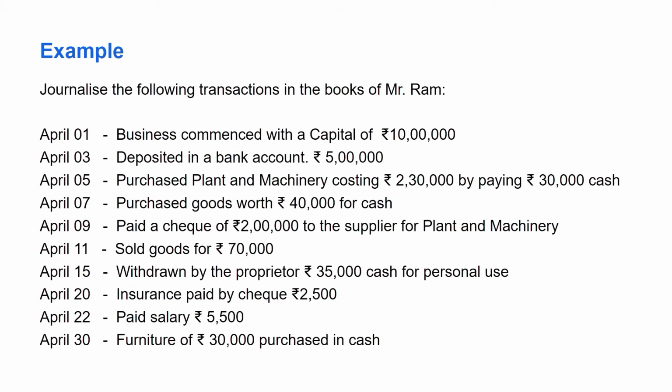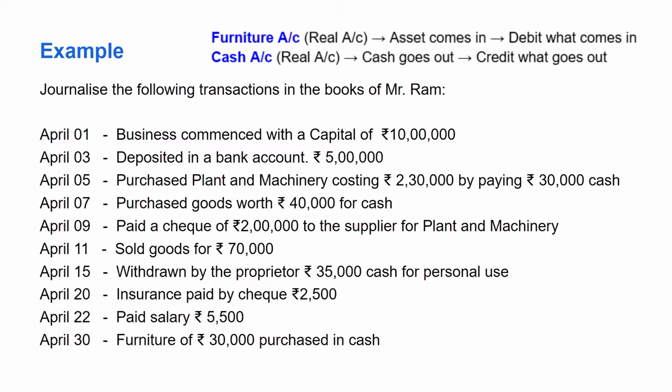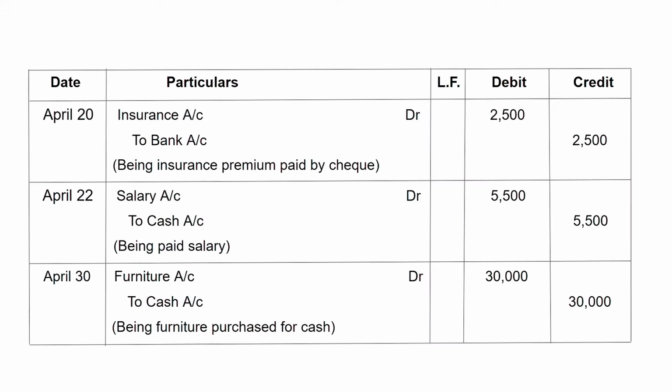April 30th, furniture of rupees 30,000 purchased in cash. Here the two accounts are furniture account and cash account. Furniture account is real account and furniture is an asset and it comes in the business. So debit what comes in. And cash account, cash is a real account, cash goes out of the business. So credit what goes out. So we record it as April 30th, furniture account debit 30,000 to cash account 30,000, being furniture purchased for cash.